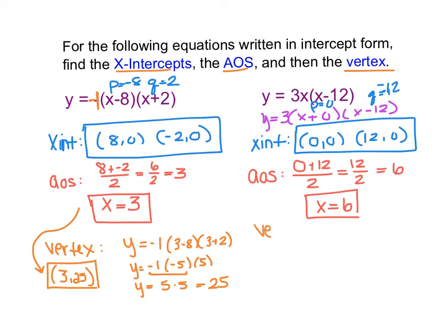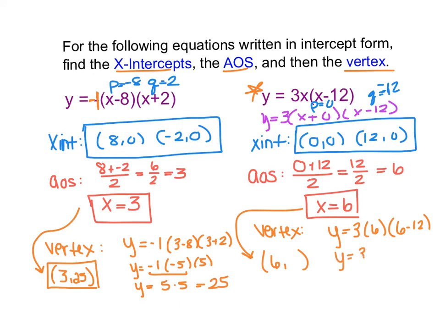And then finally, we need to find our vertex. Again, we know that the x-coordinate of our vertex comes from our axis of symmetry. So we have (6, something), and we're going to use our equation here to help us find what that corresponding y value would be. So we have y is equal to 3 times 6, and then we have 6 minus 12. So we do parentheses first. I have y equals 3, and I have 6 still, and I have -6. Then we multiply. 3 times 6 is 18, and then we take 18 times -6, which is -108. So that's a pretty intense vertex there. We have x is 6 and y is -108.